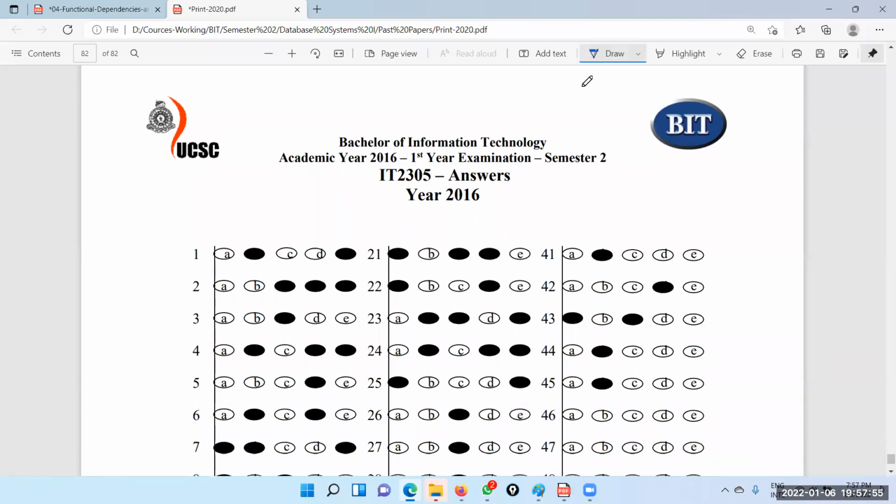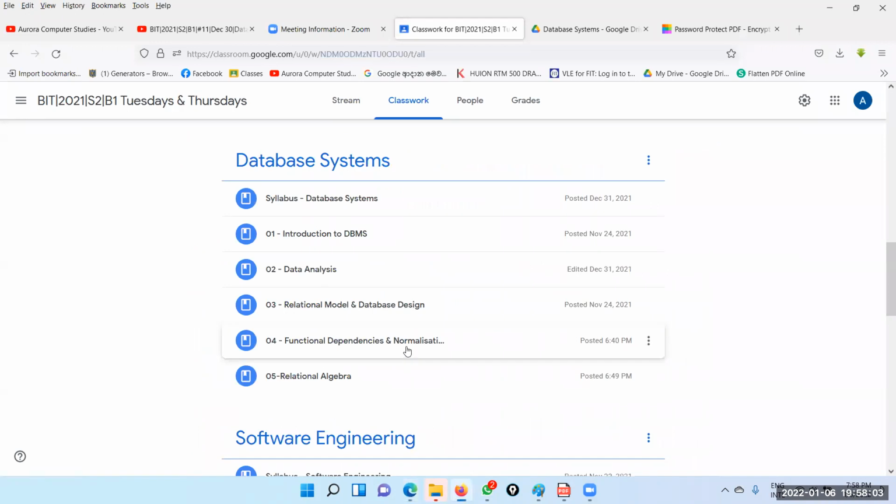Answer is C. Okay, anyone got the answer C? Yeah, okay. Answer is C. Right. So I hope you got it, or else you have to ask.